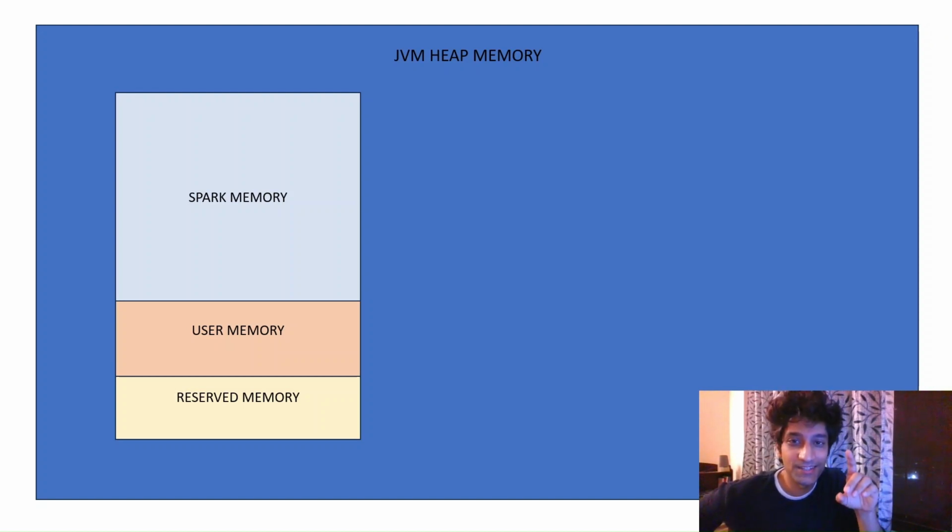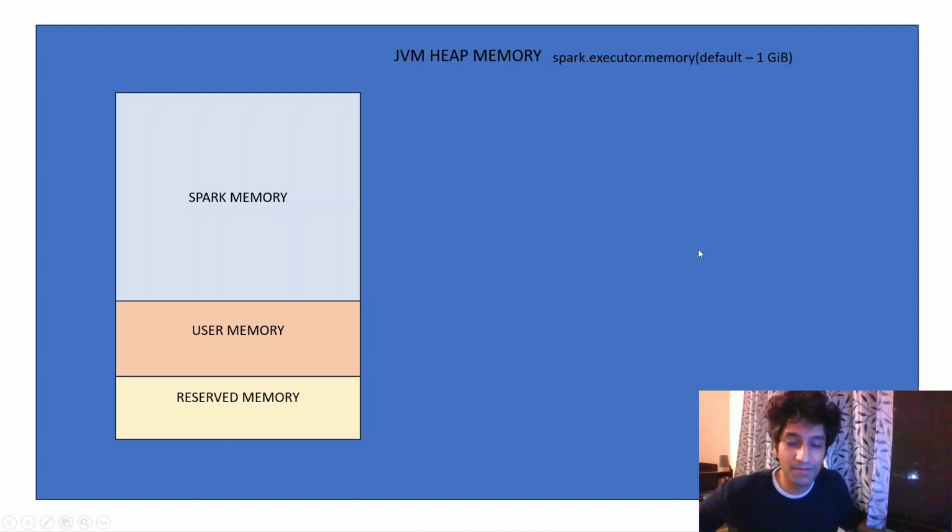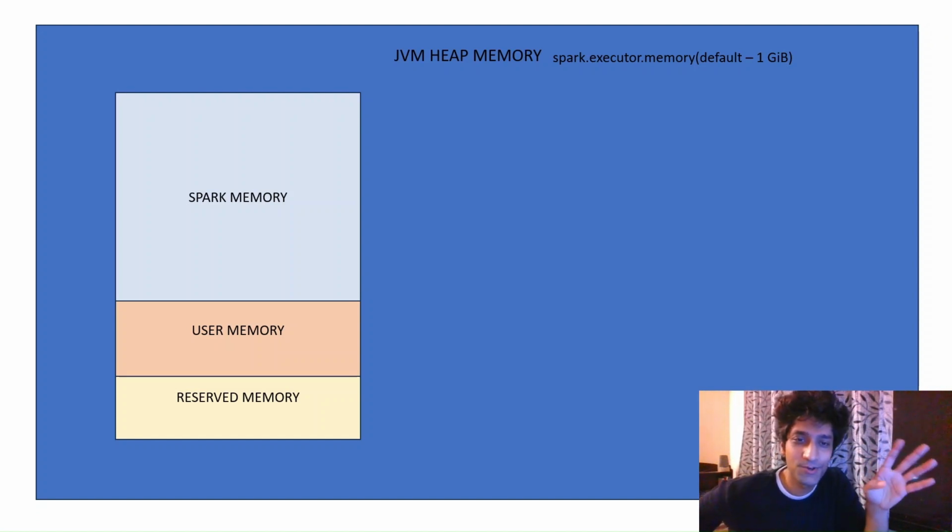Now, before going into the details and intricacies of the memory allocation of all these memory segments, let's just first understand how we can set the Java heap memory. And the way we set it is using the configuration spark.executor.memory. And by default, it is 1 GiB. Now, it is a very technical term of saying 1 GB, but 1 GiB is equal to 1024 MiB. Now, this will be covered in some other video, like what is GiB, MiB, KiB. But for now, let's just focus on this.